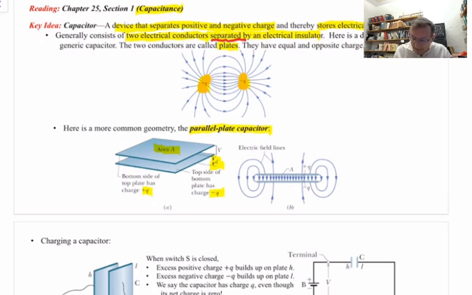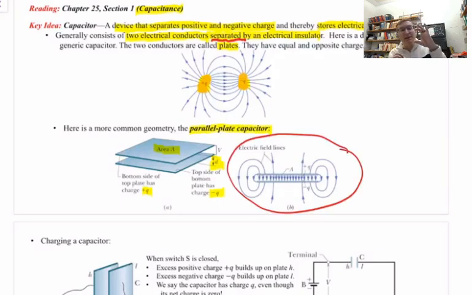Here on the right, we have the same structure, but in a side view, where the plates look like lines. The top plate has charge plus Q on its bottom side, and the bottom plate has charge minus Q on its top side, the sides that are facing each other. And we get a nice, strong electric field in the region between the plates, represented by the blue arrows, and it's quite uniform in the region between the plates.